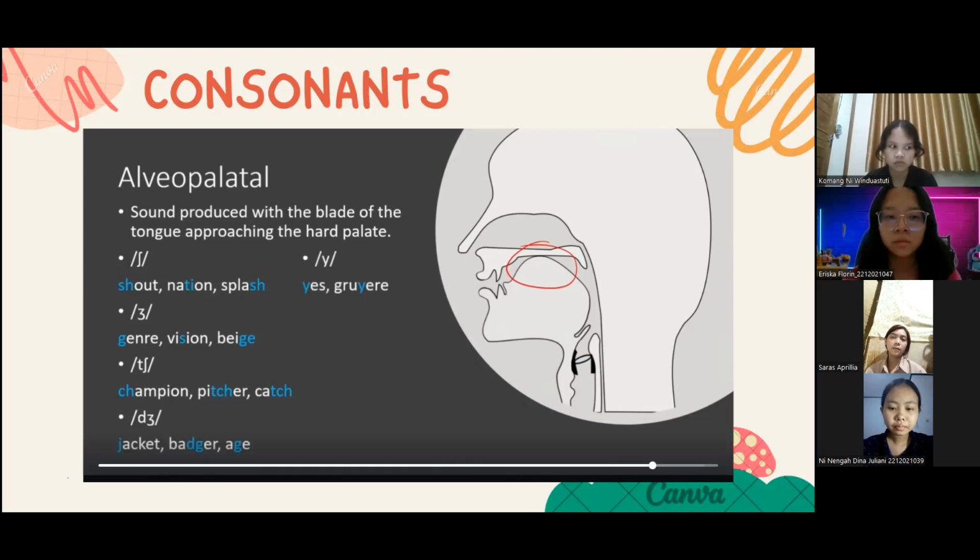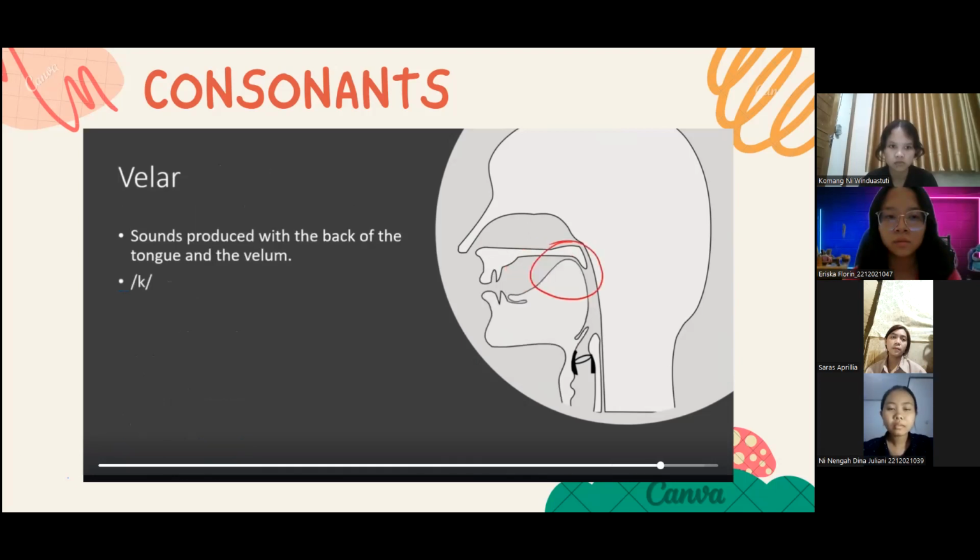The velar, like k, like cat, faking, attack. Or g, like gear, soggy, and tag. And this sound, for example, in sink and thing.